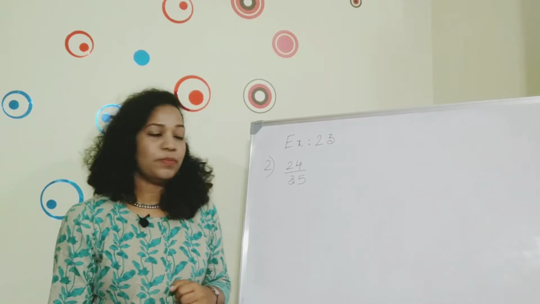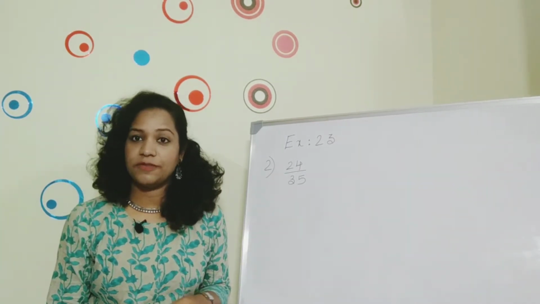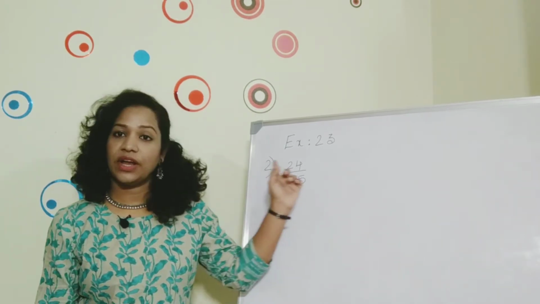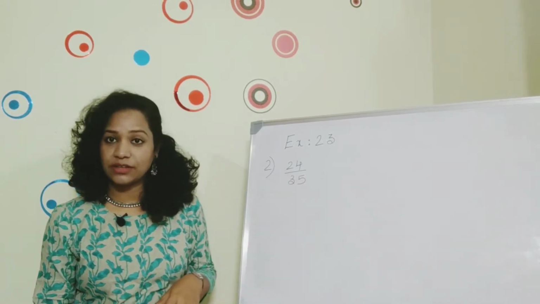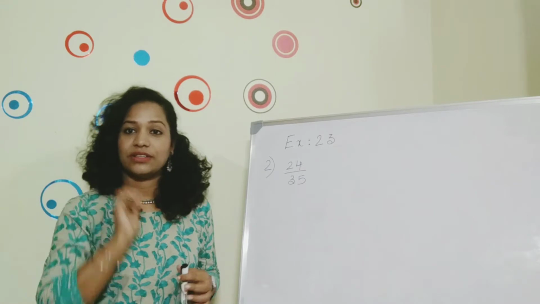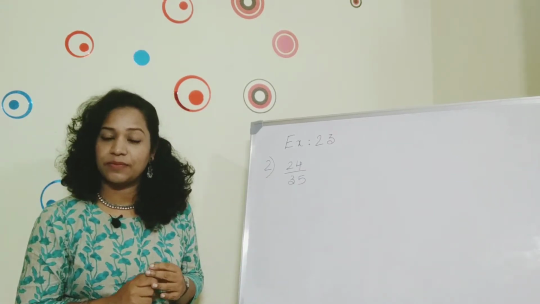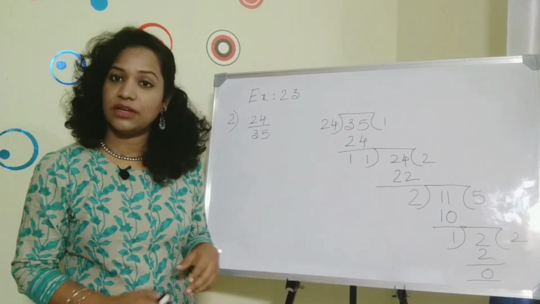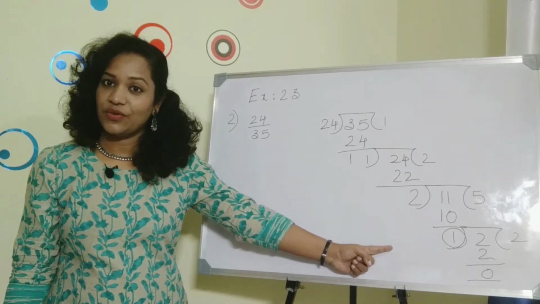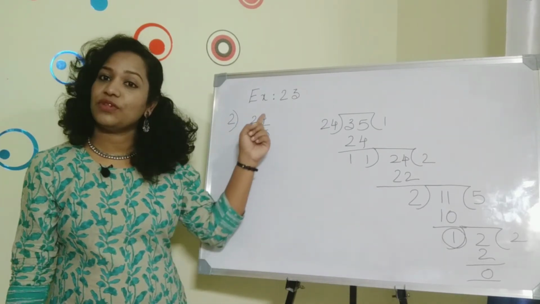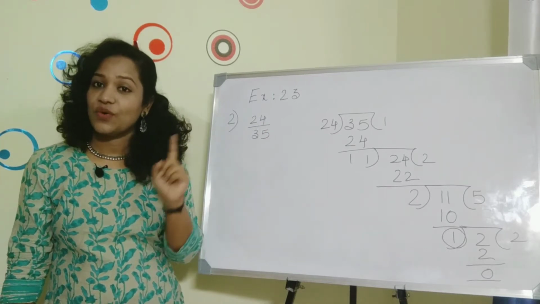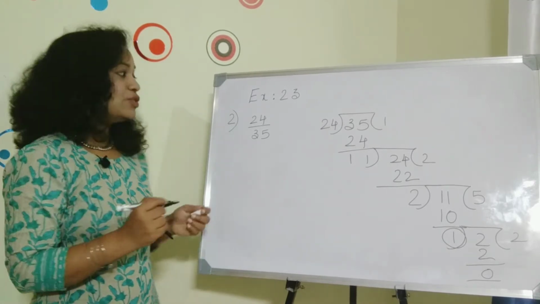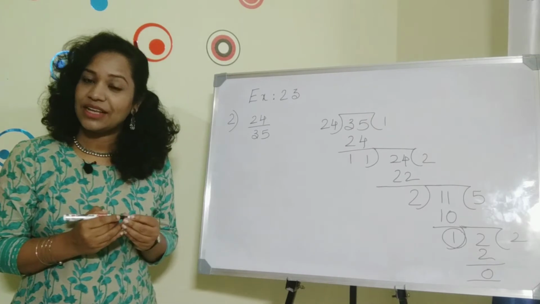Let's take one more example. 24 by 35. So what is the HCF of 24 and 35? Instead of writing all the factors and finding out the common factor and highest common factor, let's find out the HCF directly. I have found the HCF of 24 and 35 using the long division method here. What is the HCF here? It is 1. If the HCF of the numerator and the denominator is 1, this fraction is in its simplest form. So 24 by 35 is in its simplest form.